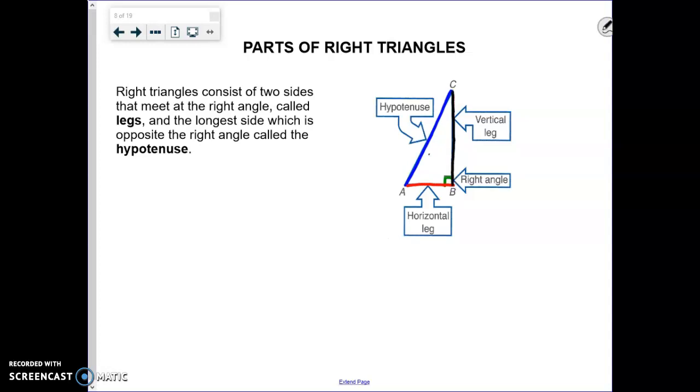The short leg, the one in red here, is always opposite the smaller of the two non-right angles. So as you can see, angle C is opposite side AB here in red, so that angle is going to be smaller than angle A, which is opposite the vertical leg here, CB. So angle A in black is larger than angle C in red, and then you've got your 90-degree angle in green, and you have your longest side here, the hypotenuse, opposite the right angle. Okay?